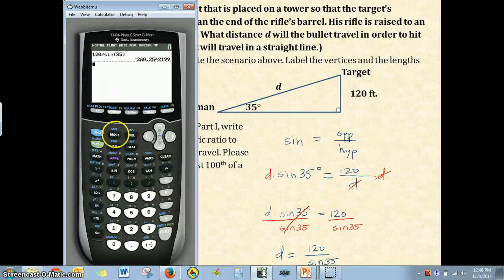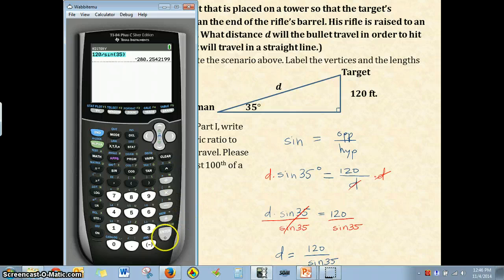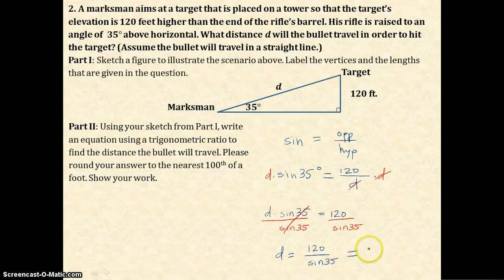And so if I click on the mode button here, here's degrees. So I need to move the cursor down and over to degrees and hit enter. And now I'm in degrees mode. So I can do second and then quit. And now if I re-enter 120 over the sine of 35, I should get a positive distance, 209.21. And those are feet.